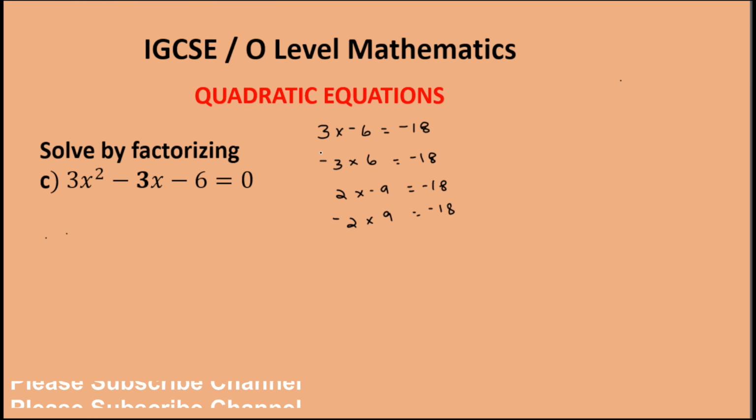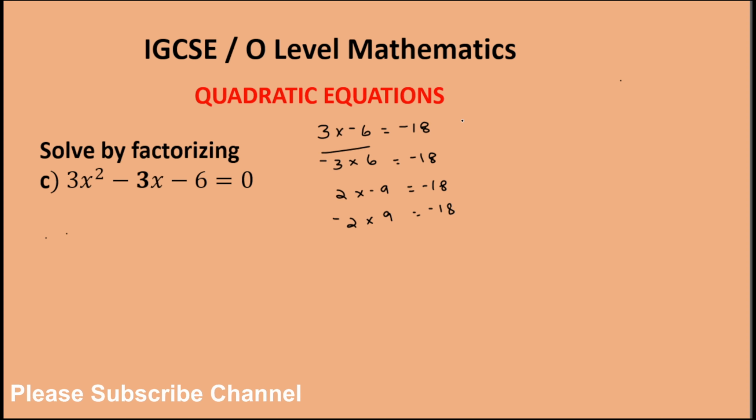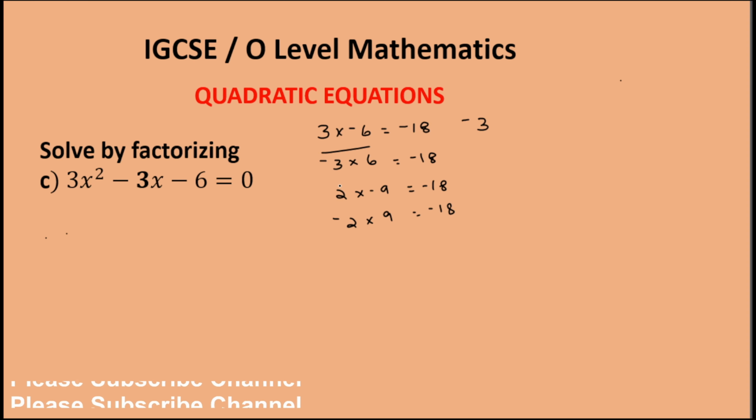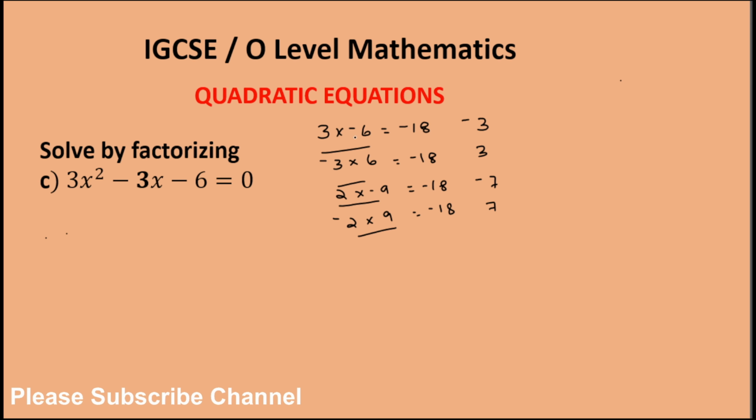And we can add 3 and minus 6. We get minus 3. Minus 3 and 6, we get 3. 2 and minus 10, we get minus 7. And minus 2 and 9 adding, we get 7. What do we need? We need minus 3. So minus 3 and minus 6.